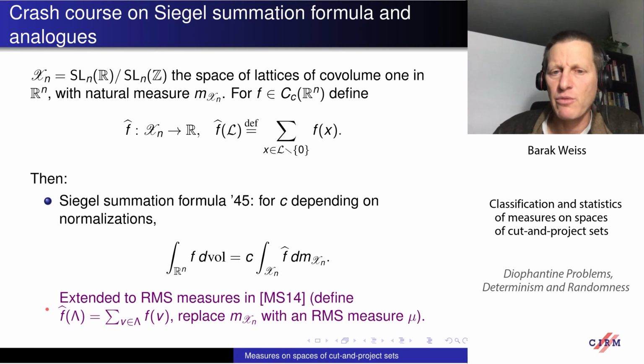From now on, the results which are analogs of classical results will be written in black, and their analogs will be written in this purple color. So this is the Marklof-Strömbergsson analog of the Siegel summation formula.